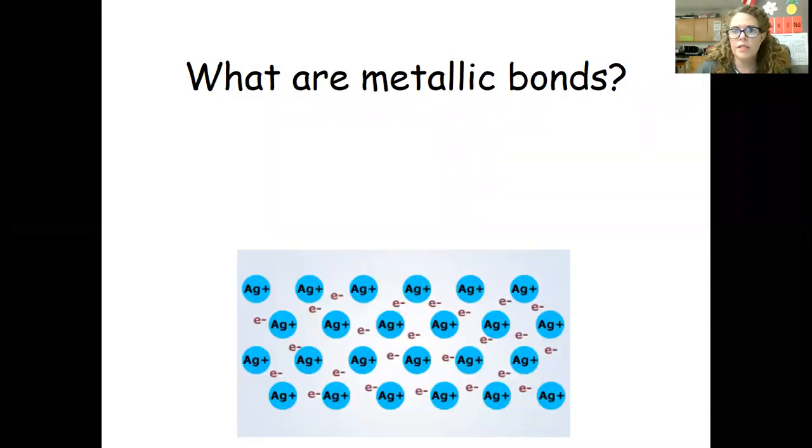Okay, so welcome to our set of notes on metallic bonding. So I'm going to just hide my controls since I know how to do that now. All right, so quick review of what we have done previously.